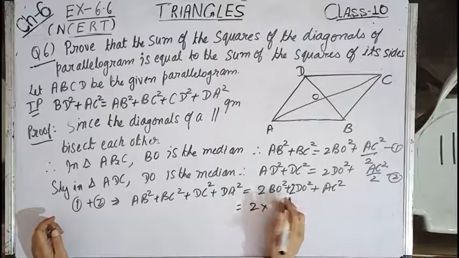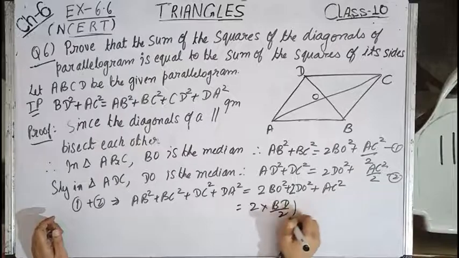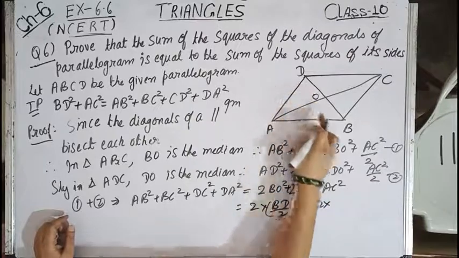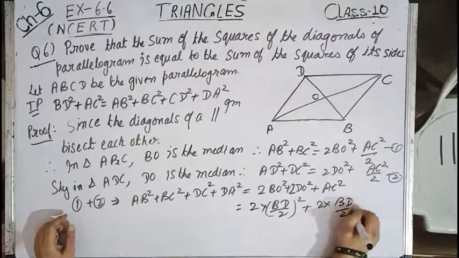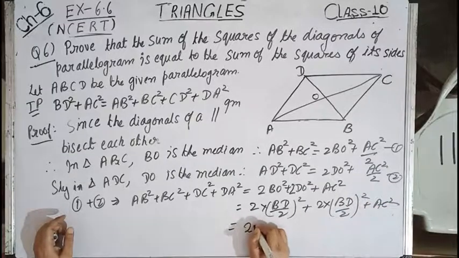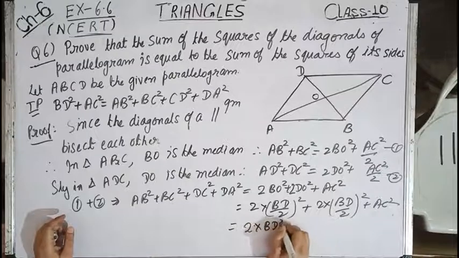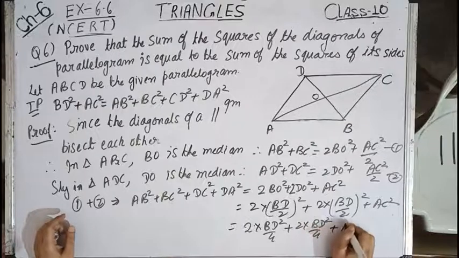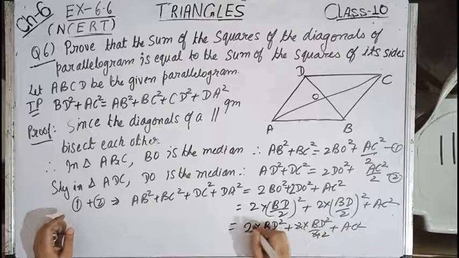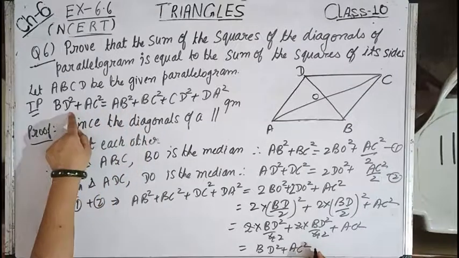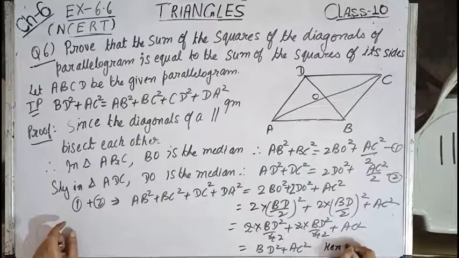Now this twice into BO we can write as BD by 2 whole square. I think understood. And this twice into DO also we can write as BD by 2 whole square plus AC square. Now this will be equal to twice into BD square by 4 plus twice into BD square by 4 plus AC square. So BD square by 2 and BD square by 2 will be BD square plus AC square. And over here I have written BD square plus AC square, and hence proved.